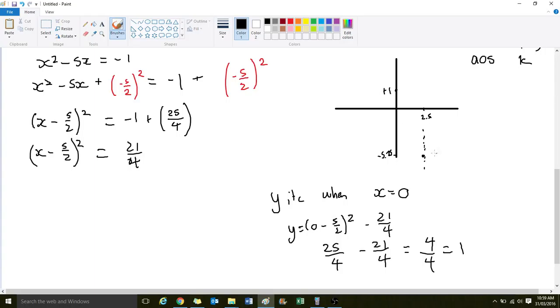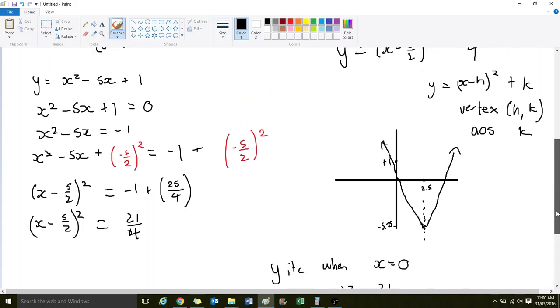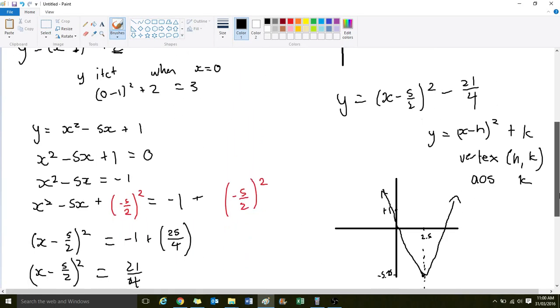Okay, so this is the minimum point here, and the function's going all the way up here through the point (0, 1). Okay, and then of course all the way up here as well. Okay, so we've deduced what that function is going to look like based on the original function and by completing the square.